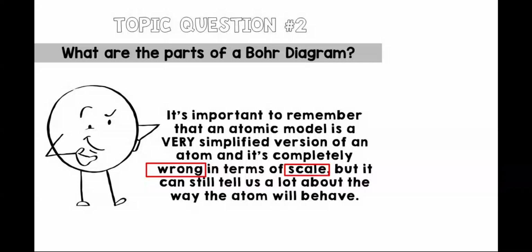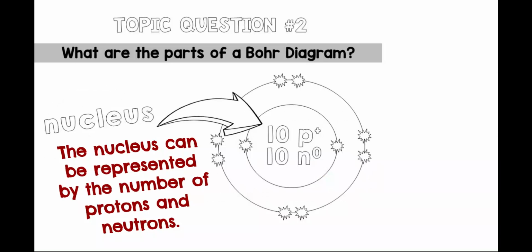And remember, when we draw these, we're not drawing them to scale, right? We're not measuring out how far the electrons are from the nucleus and such. So it's just a way for us to show and represent. Okay, so in the nucleus, we're going to use numbers and letters to represent the protons and neutrons.